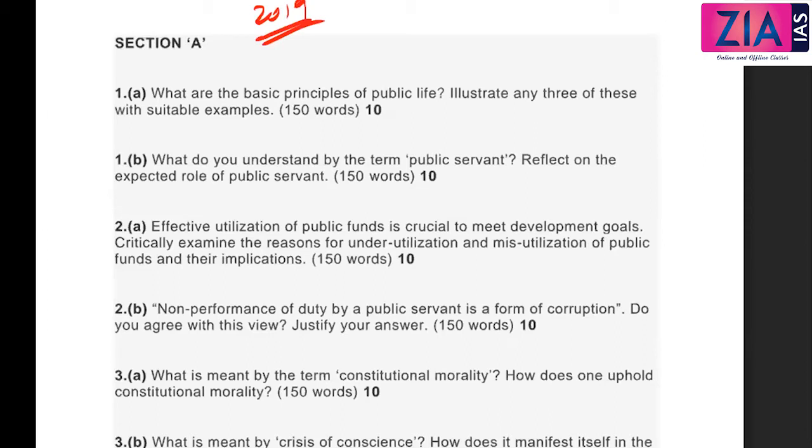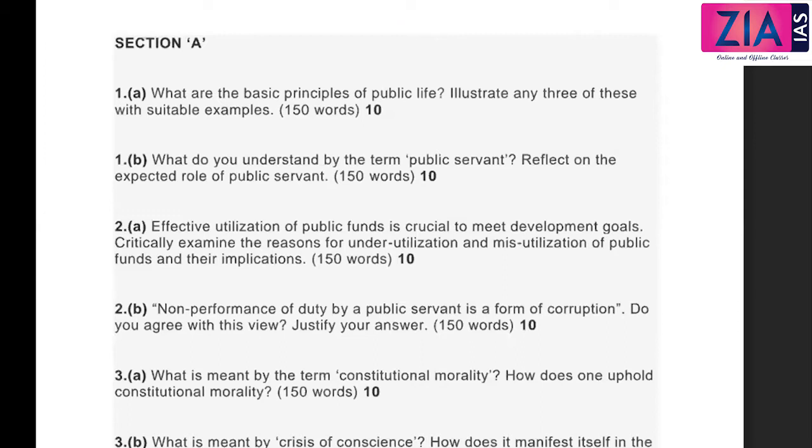Then you will have the case studies. There will be 5, 6 case studies, and then there will be 12, 13 theory questions. So it will be like 130, 120 or 120, 130. This will be the range. Now there won't be any choice like in your optional. All the questions are compulsory.